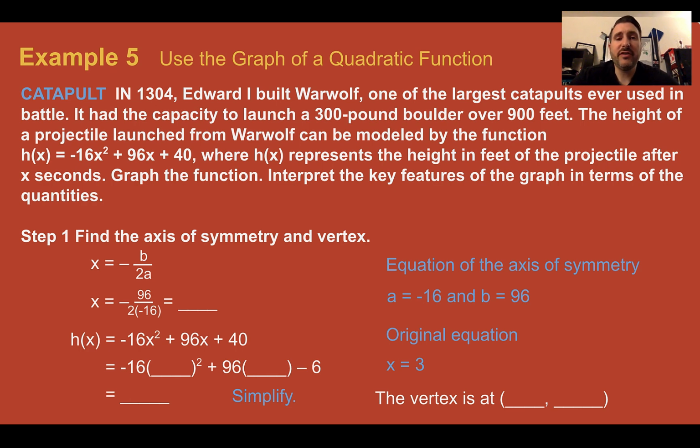So first, to graph this, we need to find our axis of symmetry. So we're going to plug in our values for b and a. When we simplify it out with a as negative 16 and b as 96, we end up with the axis of symmetry equation x equals 3, meaning that our vertex is at 3 something. So let's plug in 3 to our equation and see what we come out with. We would end up with a height here, a y value, of 184. So the vertex would be at 3, 184.